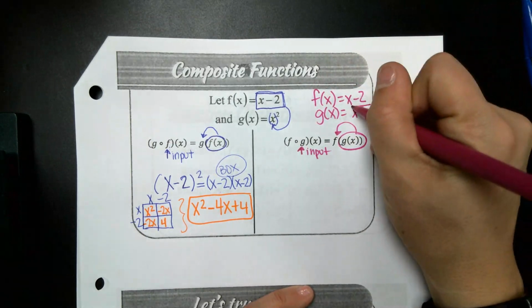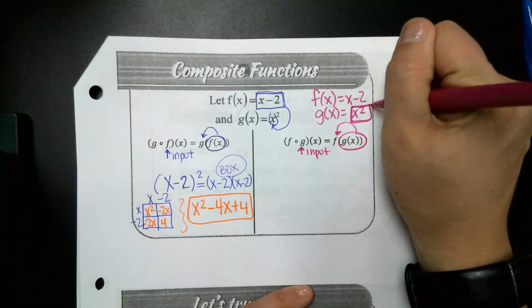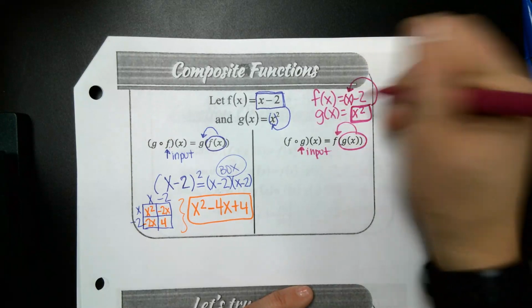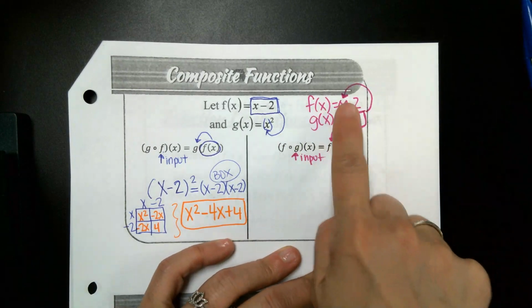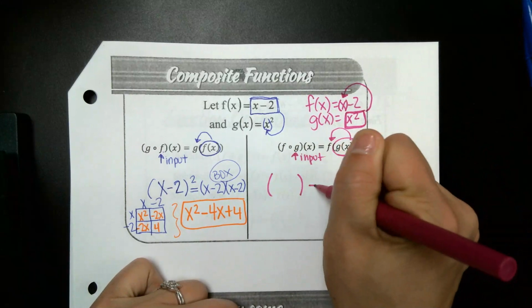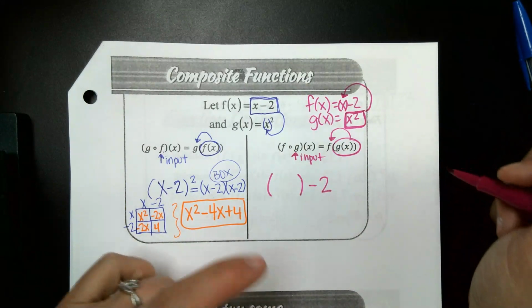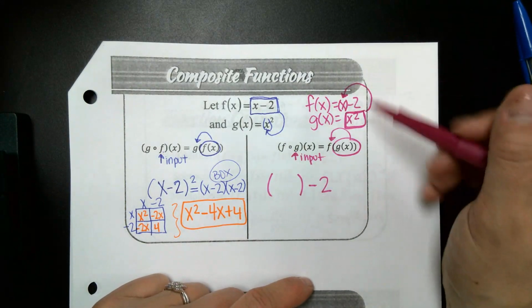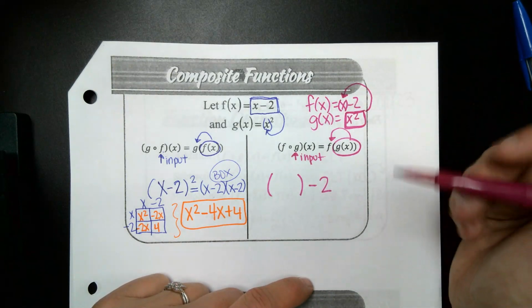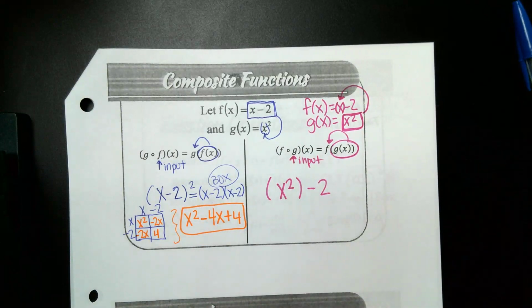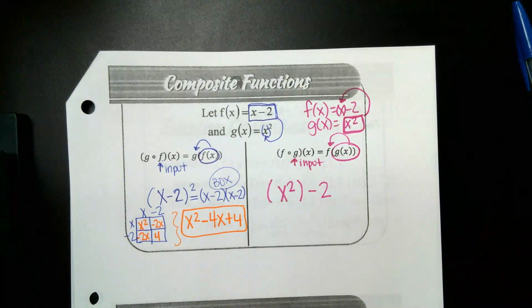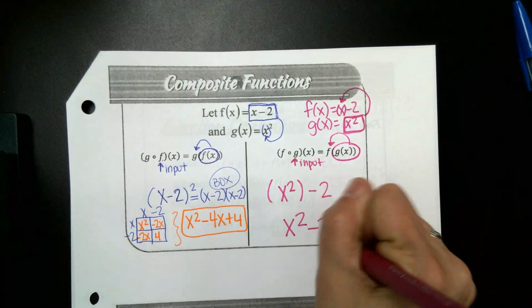This one says to take G and plug it into F wherever you see the letter X. So look up. Originally, F said X minus 2. That was the original F. But now what am I supposed to be plugging in where that X was? I'm supposed to be plugging in an X squared. Is there anything I can do to simplify that? Like, can you combine these two? No? So my answer is just X squared minus 2.